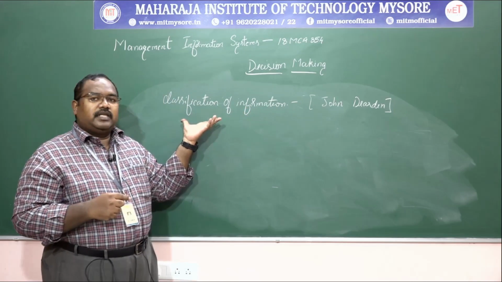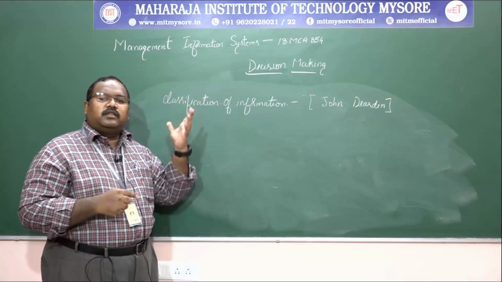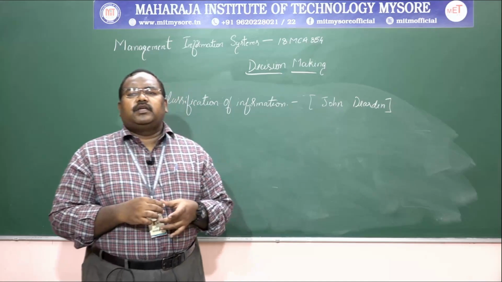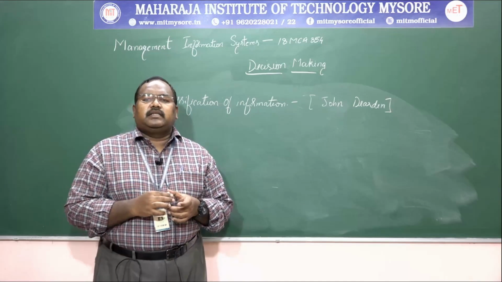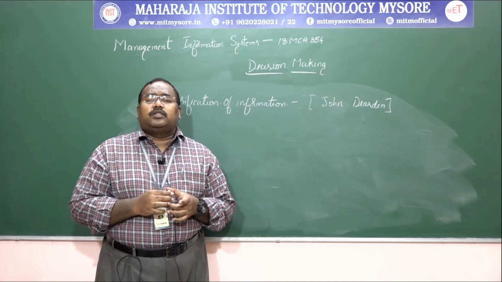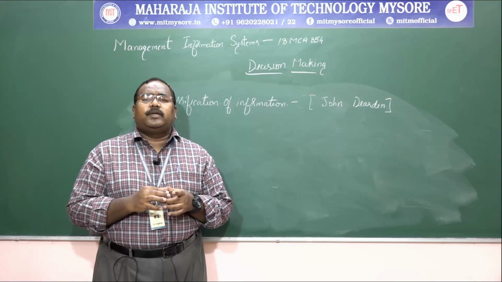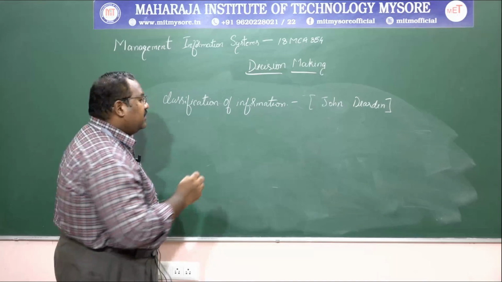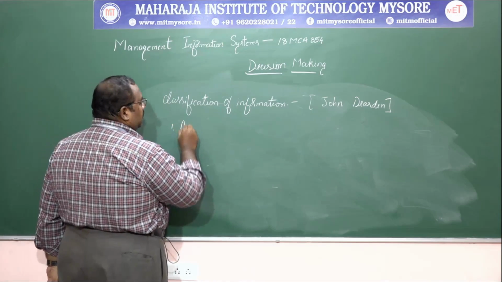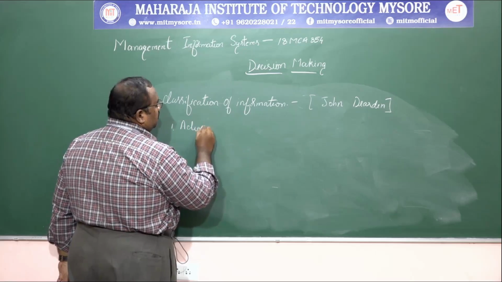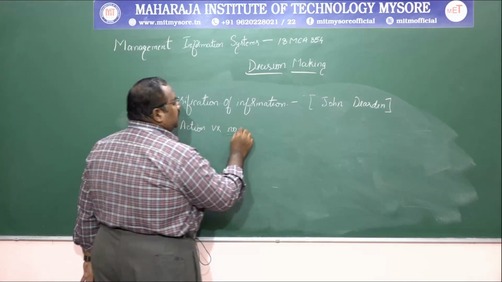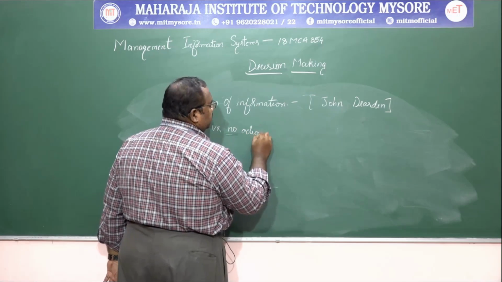When these kinds of questions are asked, we need to look into the following things. How did John Dearden classify? There are a number of ways to provide a better understanding of information. So John Dearden has classified the information with respect to better understanding. The first one is action versus no action information.